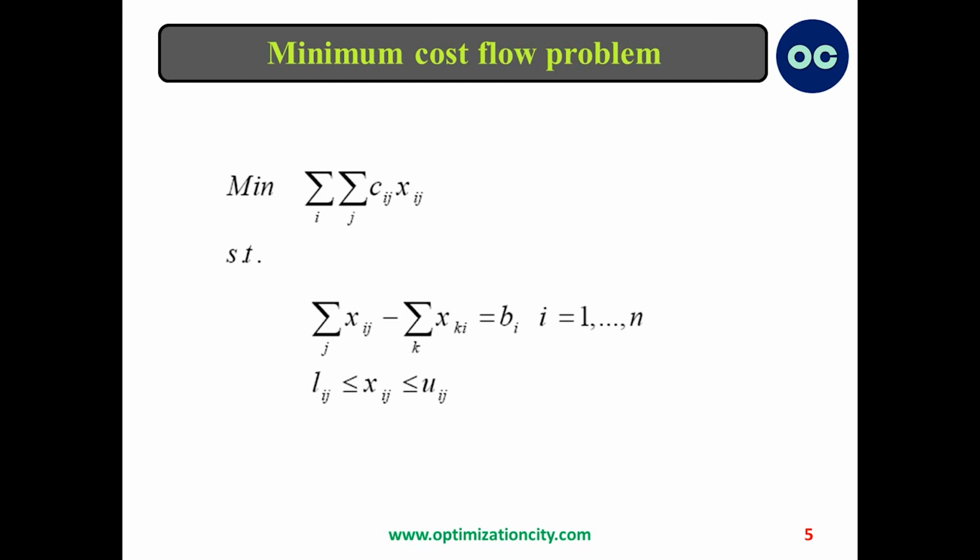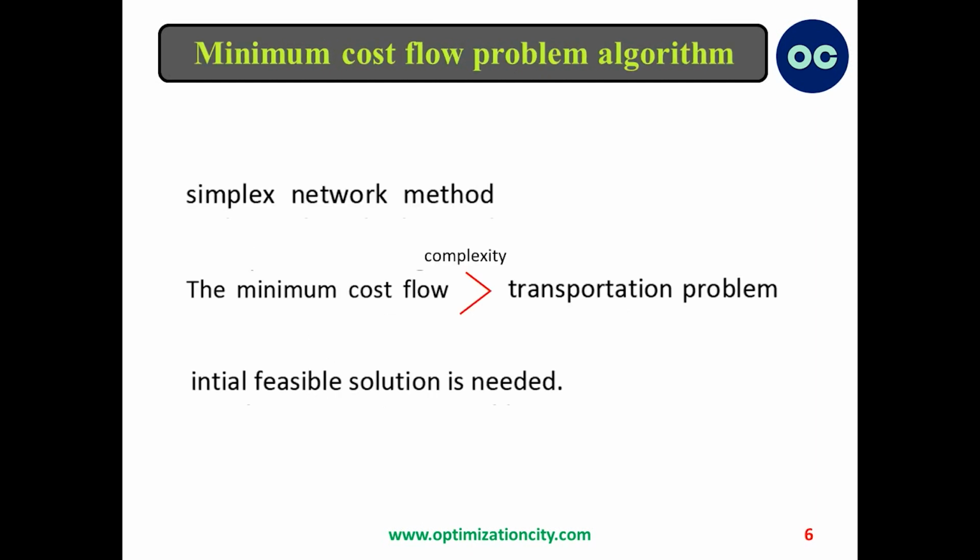So how can we solve this model? In this part, we will learn about the Simplex network method, which is built upon the network concept discussed earlier. The minimum cost flow problem is more complex than the transportation problem because it involves intermediate nodes and capacity restrictions on the connections.